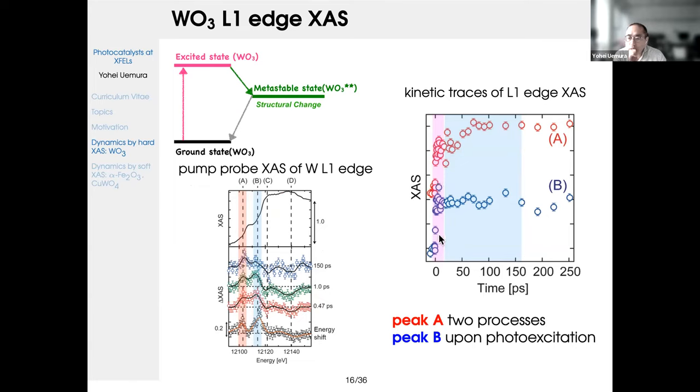At the peak B position, after the photo excitation, the peak intensity didn't change. However, if we measure the peak A position, the X-ray absorption intensity changed after 10 picoseconds, gradually increased, then reached its maximum. That is consistent with what we observed in the transient X-ray absorption spectrum.